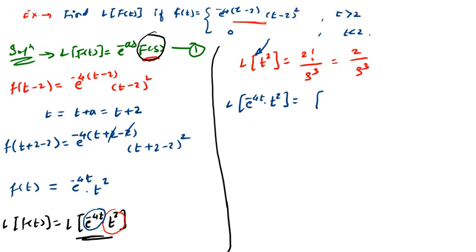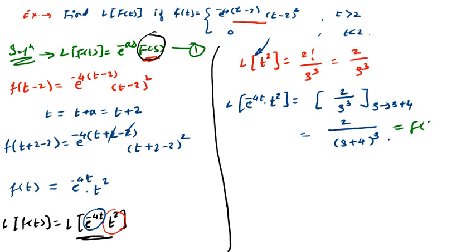What will be the change in the RHS? This will be 2 upon s cube, and this s will get replaced by s plus 4. So this is nothing but 2 upon s plus 4 to the power 3, and this is our final f of s.